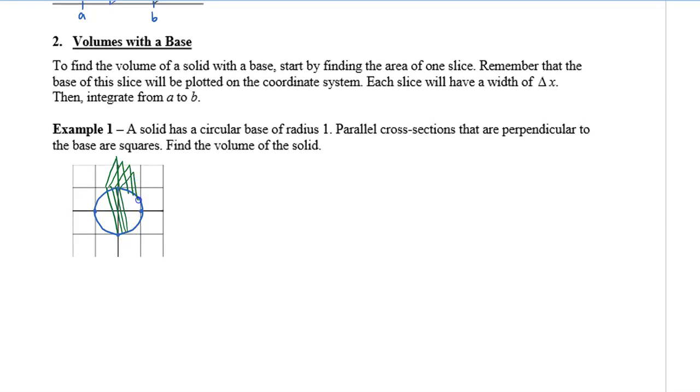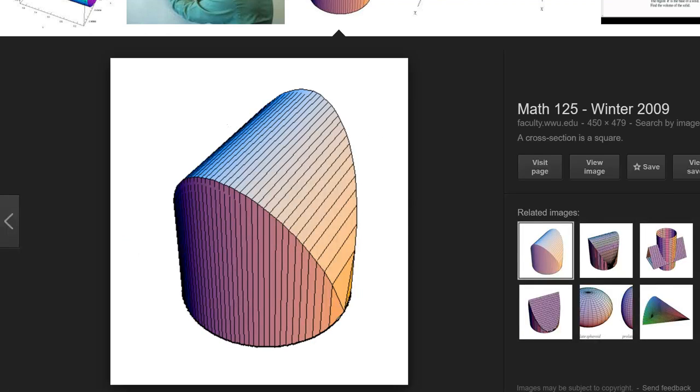Now, as we get closer and closer to the end of the circle, the squares become smaller and smaller. So let's take a look at this image here that I found in Google. So here are some square cross sections. And this one's very nice and smooth, and it should be nice and smooth if it were perfect. So we have square cross sections, and then the base here is circular.